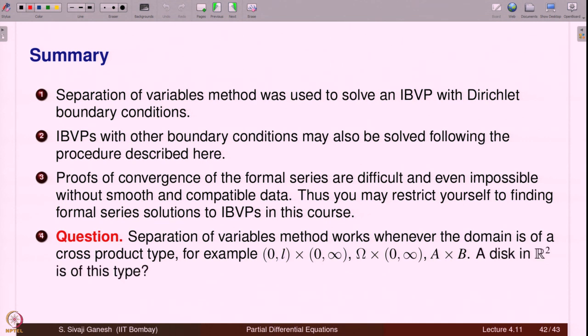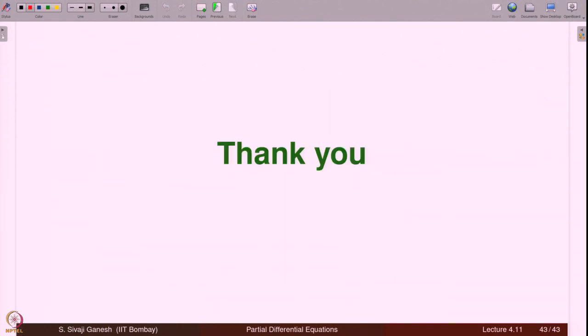A disk in R^2, is it of this type? Imagine you have a unit disk even, okay. Does it look like a cross product of two domains? Obviously not, but in some other coordinate system it does look like. Find out what is that coordinate system in which it does look like a cross product type, perhaps after removing one point. Thank you.